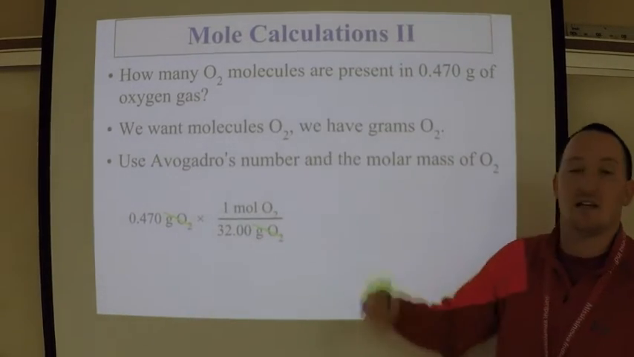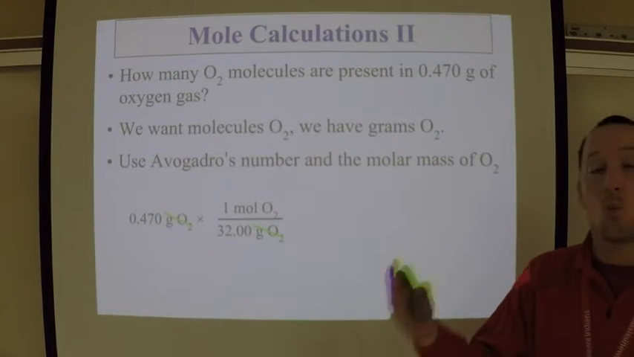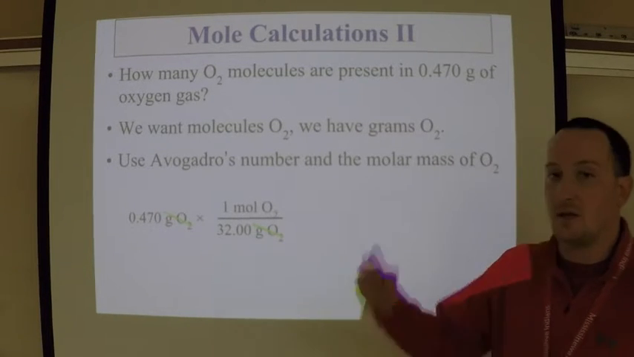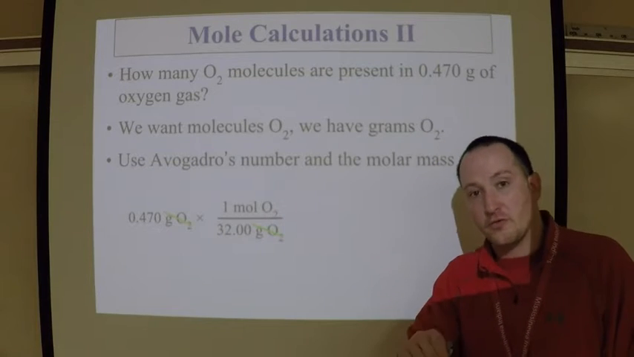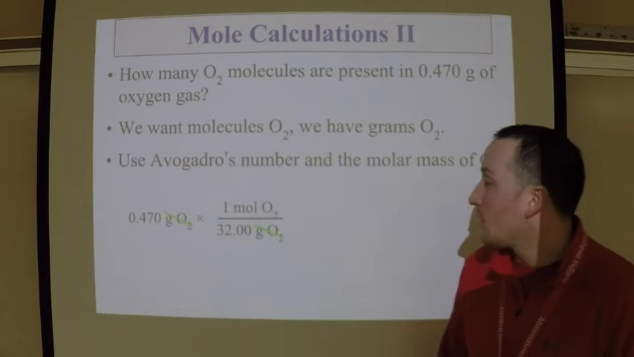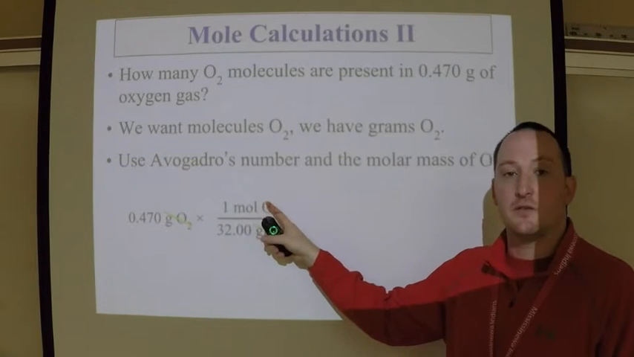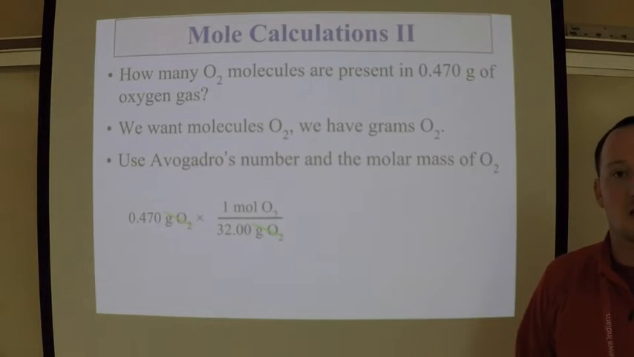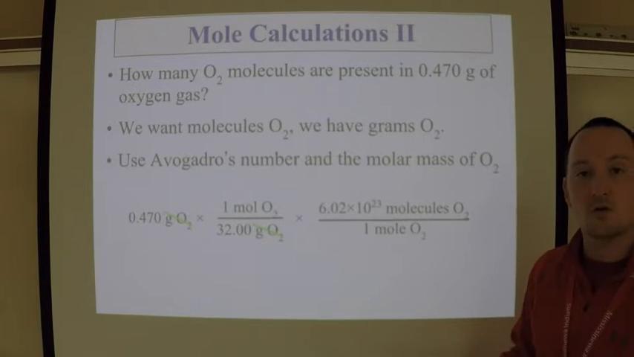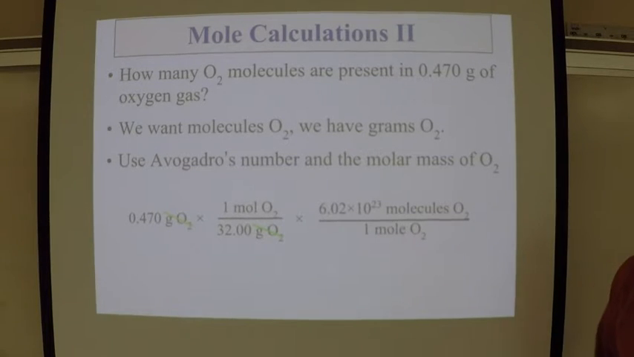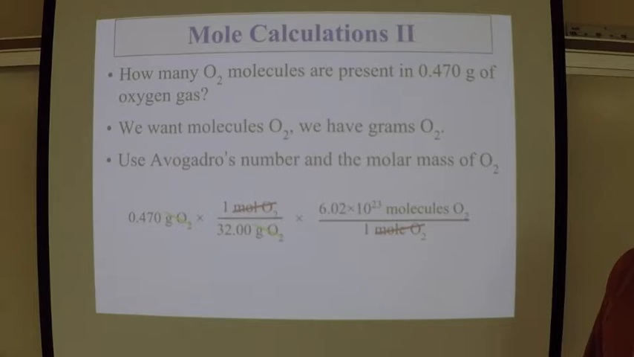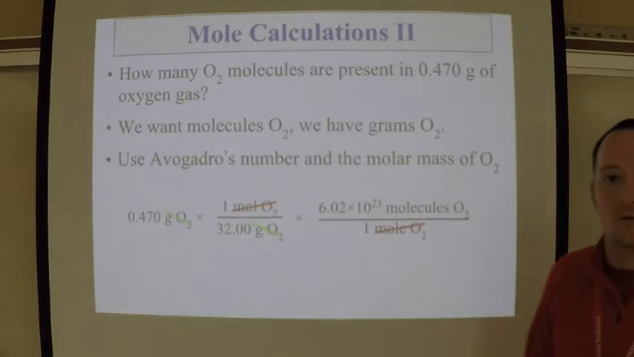Next step is I need to get to molecules. Well, I know that 1 mole of O2 has 6.02 times 10 to the 23rd molecules in it. And again, now I'm going down from moles to particles on our mole map. So I see moles here, which means if I see the mole unit on the top, I need to have that same unit down here on the bottom so it can cancel out. Which means I'd put my 1 mole of O2 on the bottom, and I'd put my 6.02 times 10 to the 23rd molecules of O2 on top. And again, these units are now going to cancel, and notice how the only unit I have left is molecules of O2. And that's what it asked me for, how many molecules of O2.